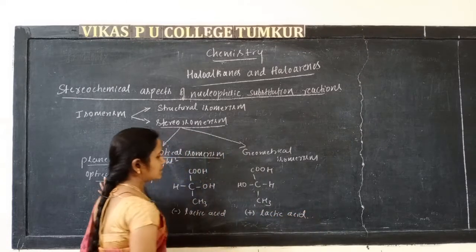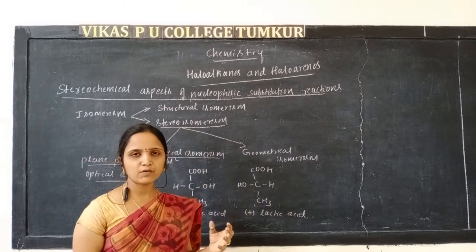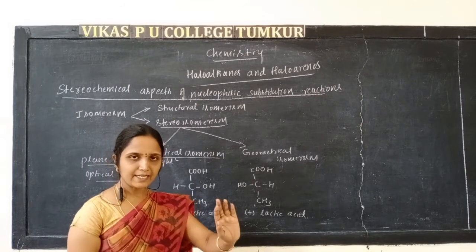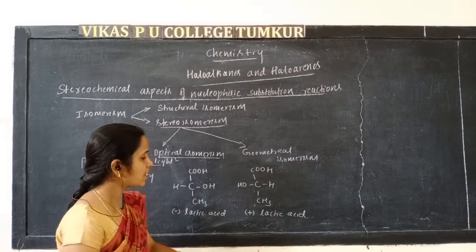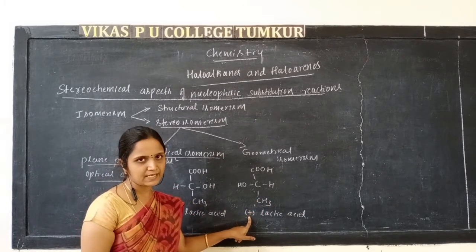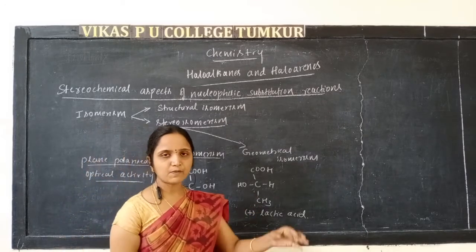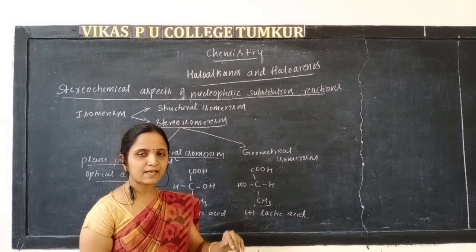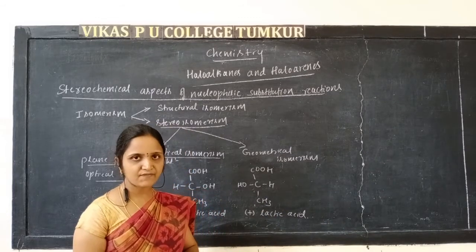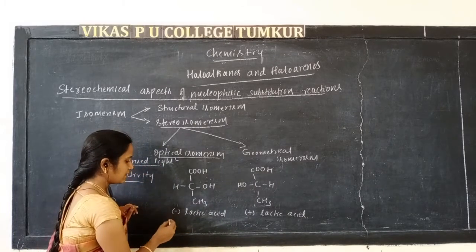Suppose we pass plane polarized light through the lactic acid and it rotates to the right. That we call dextrorotatory, indicated by the plus sign. If the plane polarized light passed through the lactic acid rotates to the left, that we call levorotatory.